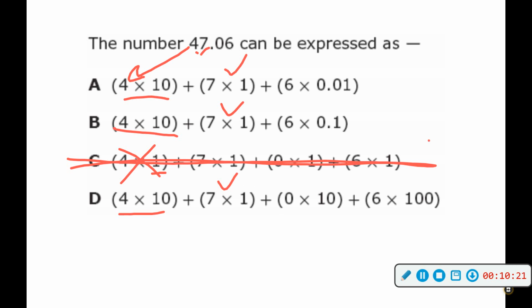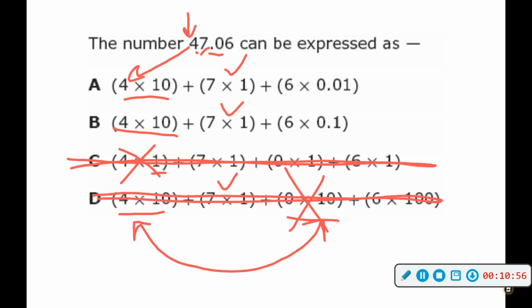Moving on, we do not have anything in the tenths place, which means we're not going to worry about the tenths place at all. We're not going to worry about putting 0 times tenths, because that would just equal 0. So we can skip it. However, this is wrong because that doesn't say the tenths. In fact, if you look, they say the exact same thing. It's still 10, which would have to be where the 4 is. So that is why this one is wrong. Do not confuse 10 with tenths. So now we don't have to look at D anymore. We just look at A and B.